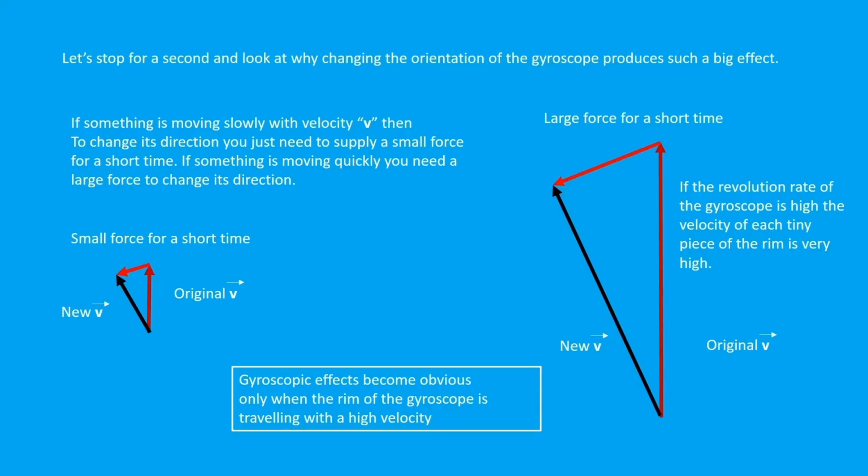Gyroscopic effects are only visible when the weight and the speed of the rim is considerable compared to the other forces acting on the gyroscope. That's because the gyroscope needs a lot of momentum to resist the changes forced on it by the person holding the gyroscope or by gravity.